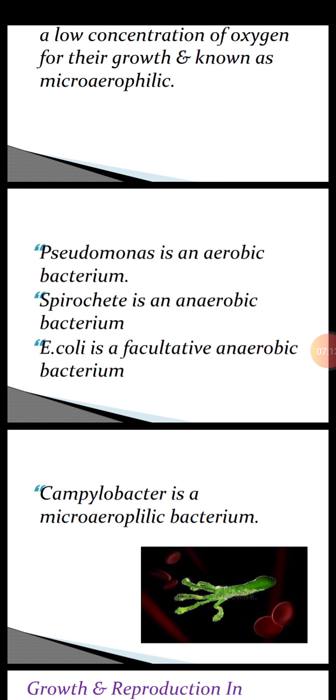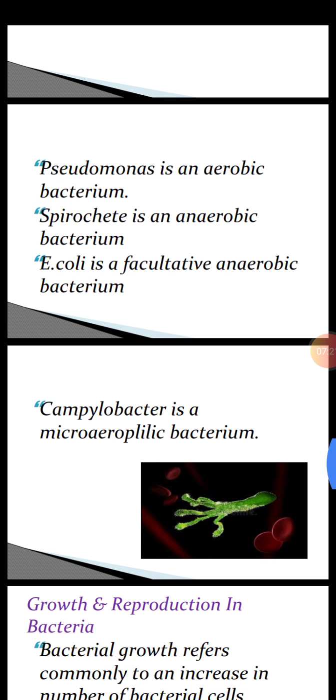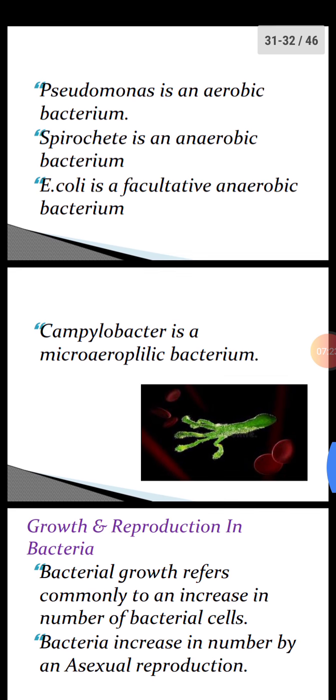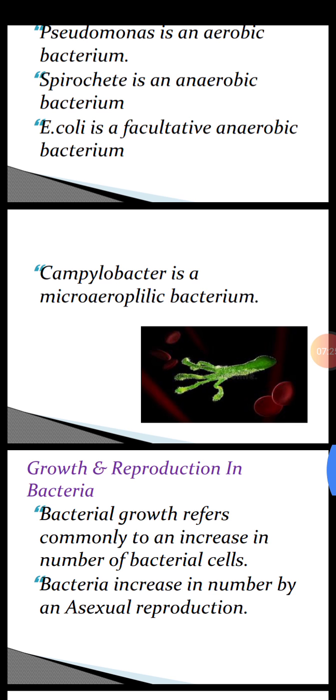Pseudomonas is an aerobic bacterium, Spirochete is an anaerobic bacterium, and Escherichia coli is a facultative anaerobic bacterium. Campylobacter is a microaerophilic bacterium. Its picture is also shown.